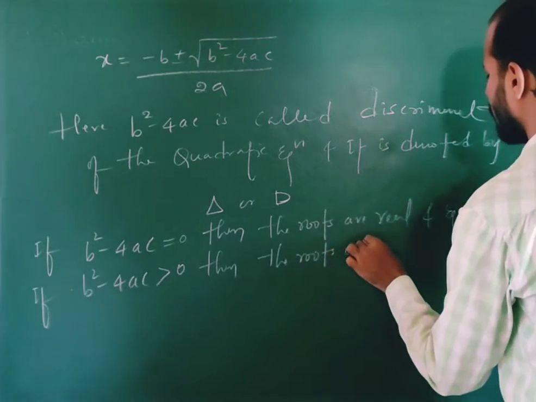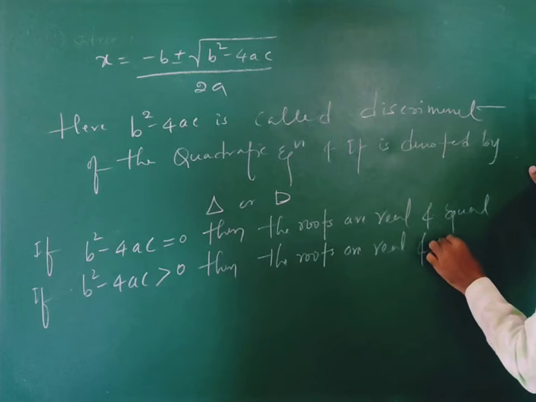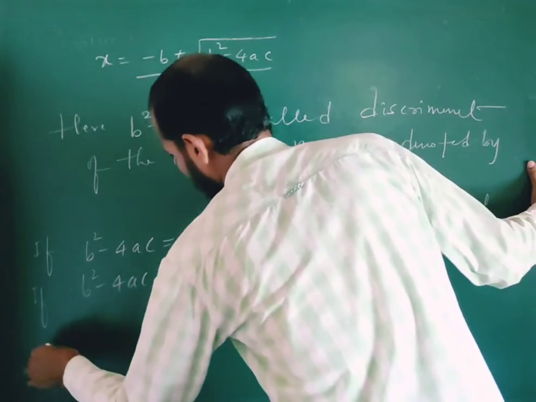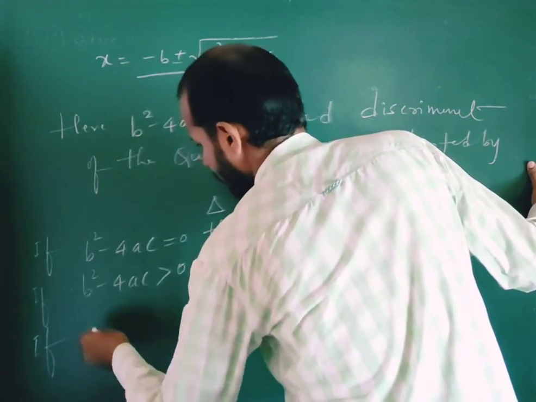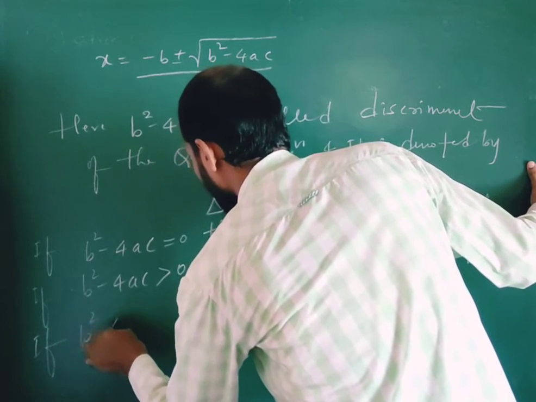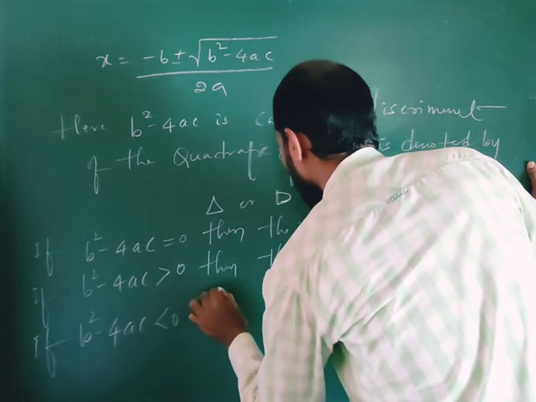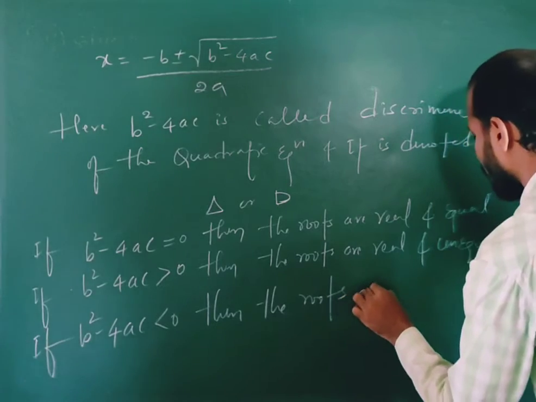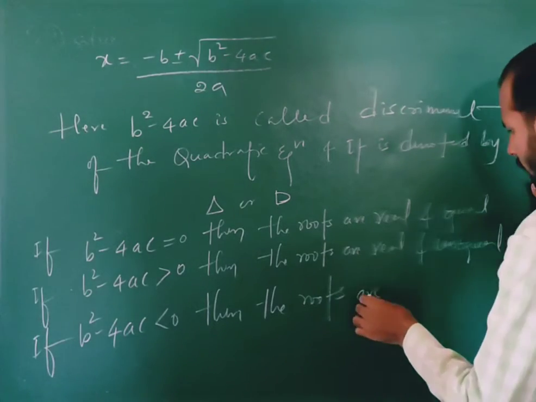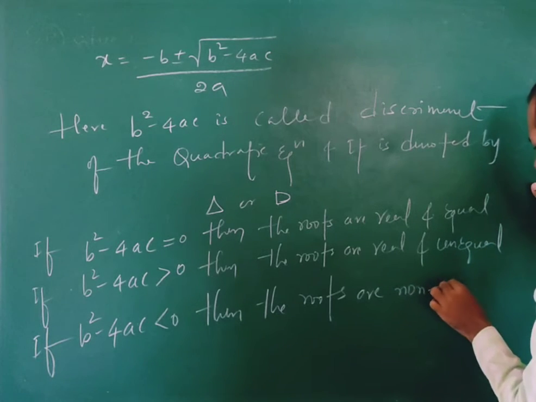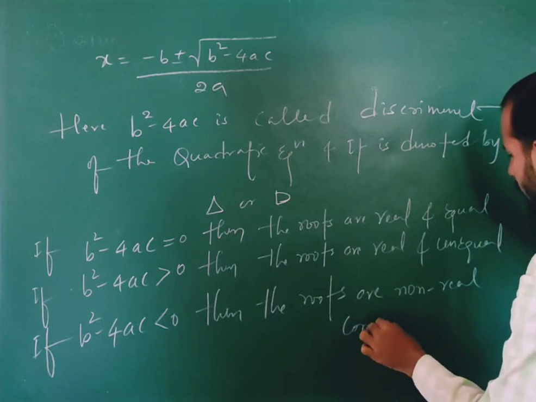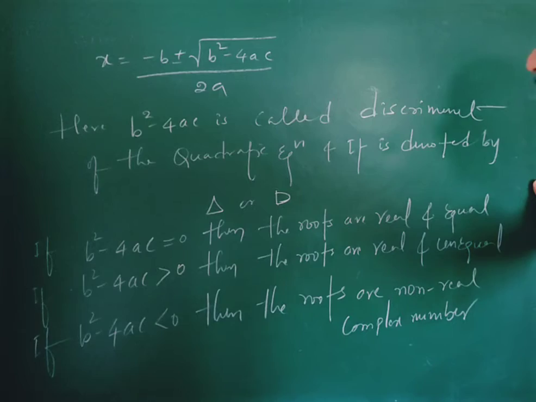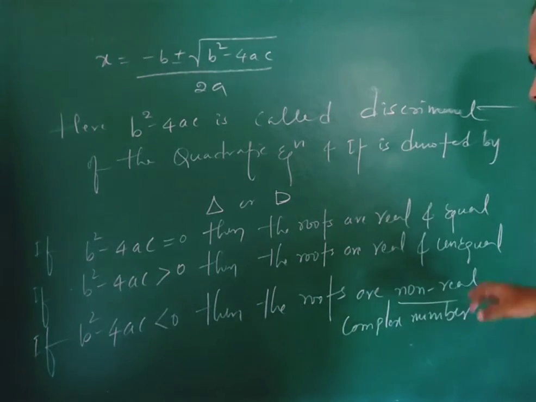And similarly the third case, for a complex number, or you can say imaginary or non-real complex: if b square minus 4ac is less than 0, then the roots are non-real complex numbers, that is, they have an imaginary part as well, in the standard form of a complex number.